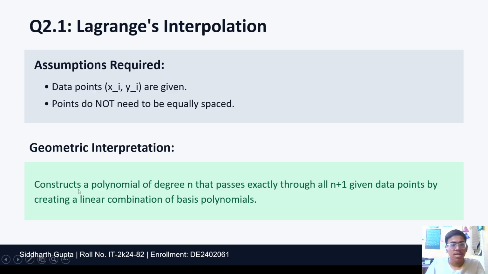The next is the geometrical interpretation. It constructs a polynomial of degree n that passes exactly through n plus 1 given data points by creating a linear combination of basis polynomials. So the geometrical interpretation of Lagrange interpolation is that it will construct a polynomial of degree n that will pass through exactly n plus 1 data points by creating a linear combination of basis polynomials.